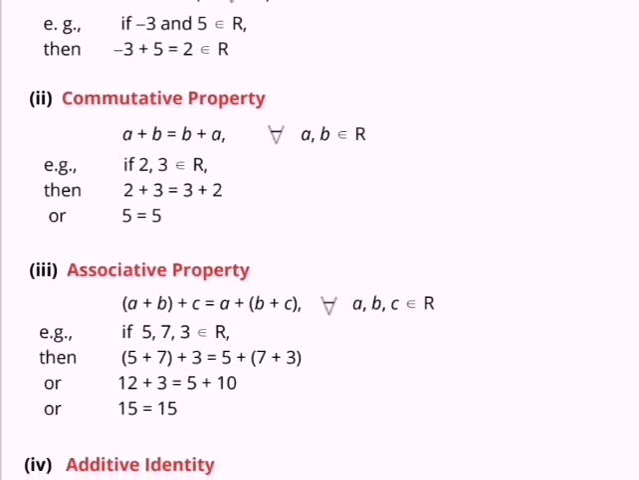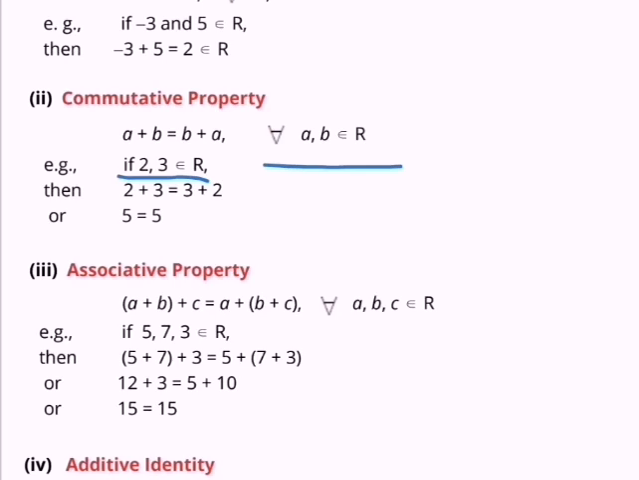Commutative property. Again, if A, B belong to the set of real numbers, then A plus B must be equal to B plus A. If we consider 2 and 3 from the set of real numbers, then 2 plus 3 and 3 plus 2 give us the same result, 5.